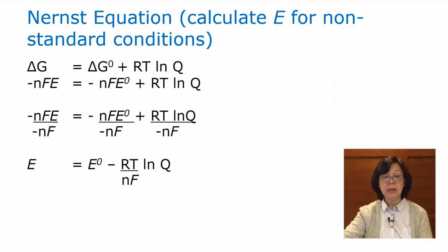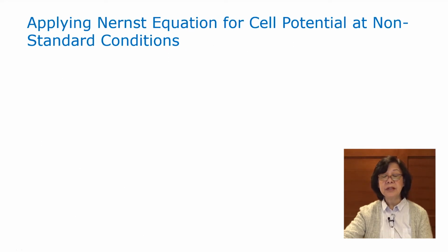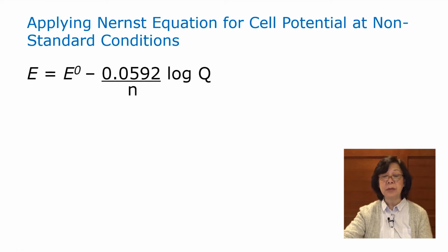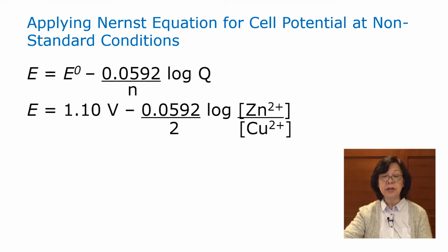Now we have E, the cell potential at non-standard condition, equal to E naught minus RT over nF natural log of Q. Or simply put, cell potential at non-standard condition is E naught minus 0.0592 over moles of electron times log of Q. Now let's apply the Nernst equation to calculate cell potential at non-standard conditions.